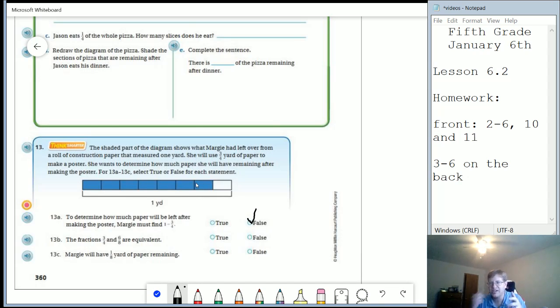So once upon a time, we had 1 yard worth of material, but 1/8 of that has already been used somewhere. So we have 7/8 left. We're going to take away 3/4, and then that will give us the information that we need for the rest of the problem. So the next one, the fractions 3/4 and 6/8 are equivalent.